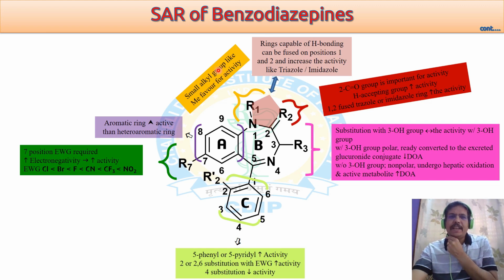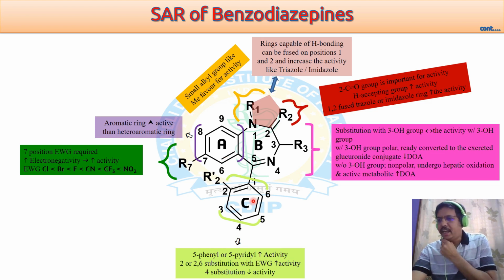Similarly, what type of modification is carried out on this N1 position? If we are not going for the fusions, then only a small alkyl group favors the activity, that may be a methyl. And here we already explained that the aromatic ring increases the activity as compared to the heteroaromatic. If this phenyl is changed by means of pyridyl, piperazinyl or pyrimidinyl, the activity decreases.